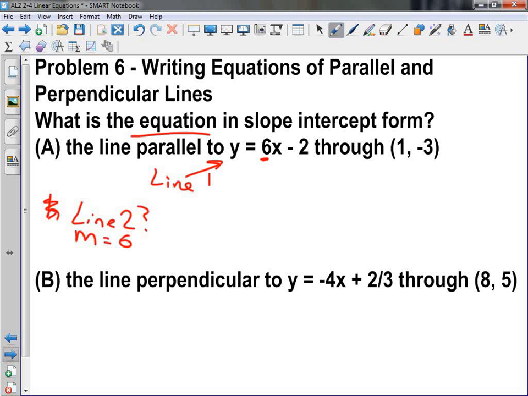Now, here's the important part. After I get slope from this line 1, do I need any of the numbers from there anymore? Once I get the slope, I'm done with it, okay? Problems will come up, and some people will try to use some other part of that equation. All you're going to be using is slope. Now I have a point, I have slope, I'm ready to go.